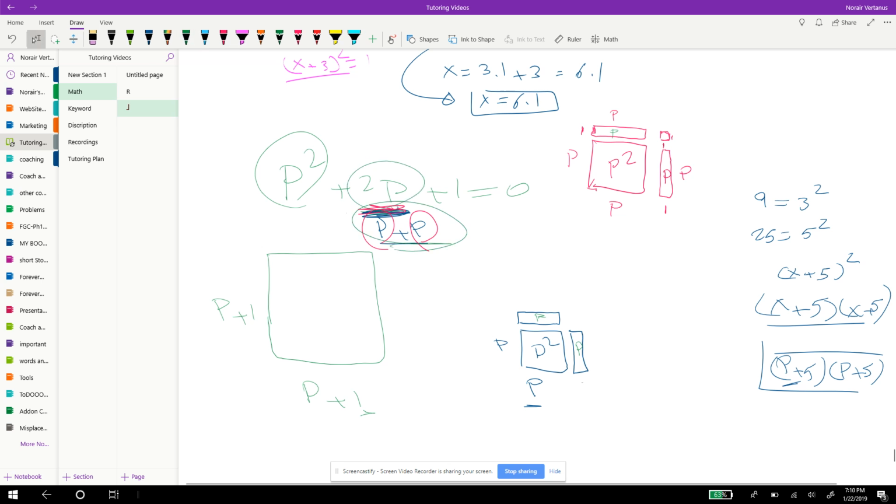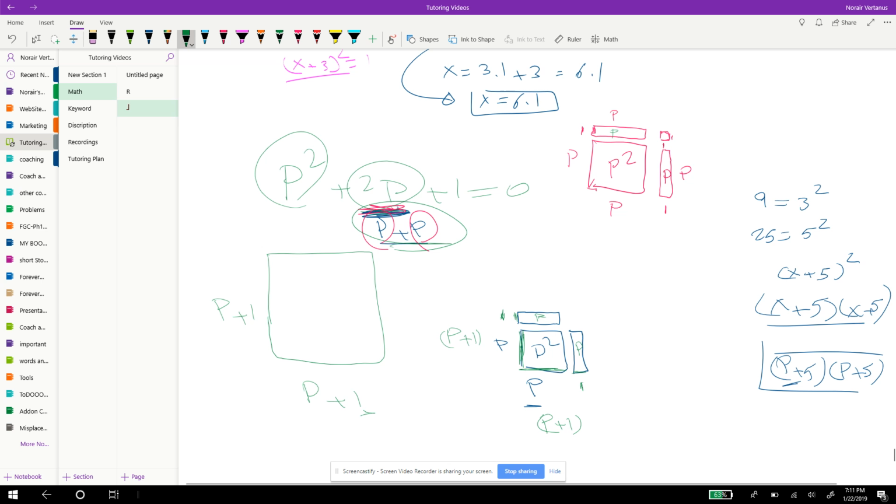So see, this dimension is 1. This dimension is 1. So this plus this plus this is what? Just p plus 1. Again, this dimension plus this dimension here, basically the height of this shape is just going to be p plus 1. That's why p plus 1 times p plus 1 is p plus 1 squared.